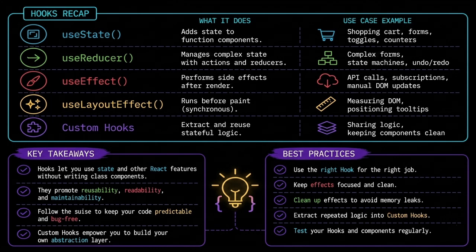Hooks give you full access to React's engine features directly inside simple, readable functional components. They promote outstanding reusability, readability, and long-term maintainability. Always respect the golden rules of hooks to ensure your code runs cleanly, predictably, and remains bug-free. Custom hooks empower you to build your own clean abstractions, helping you write cleaner code.